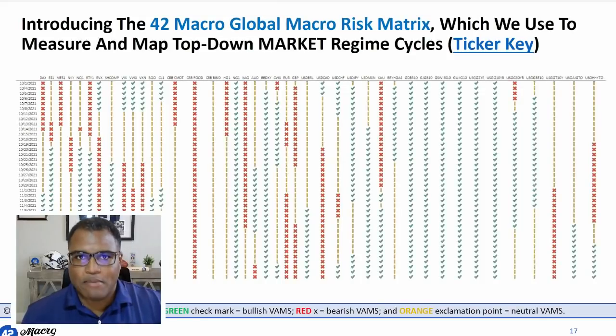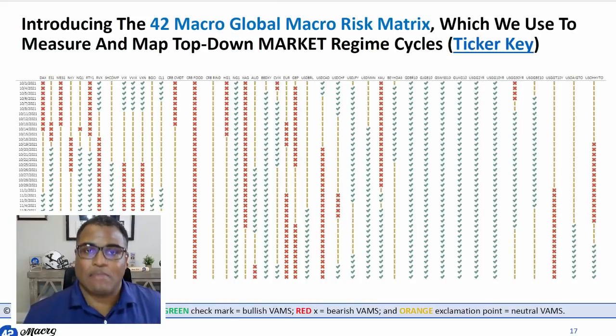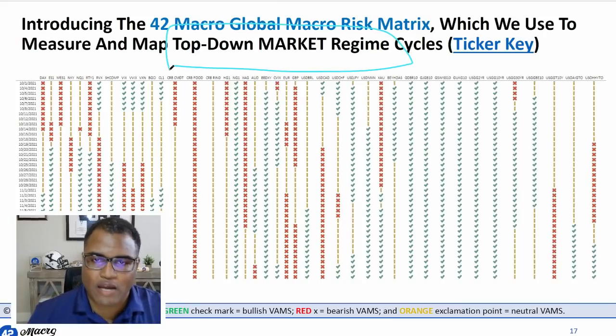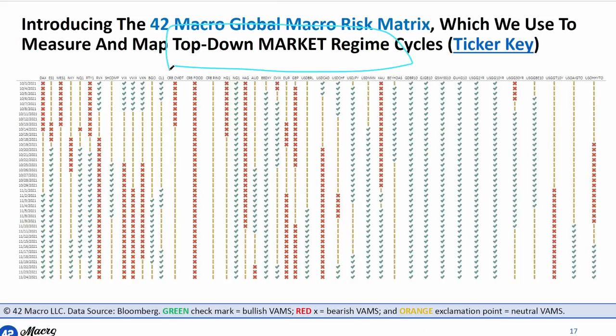So skipping ahead, I mentioned earlier, we have two separate processes. One, our bottom-up macro regime process. That's what's the economy doing. How can we project the economy? What are policymakers likely to do in response to those changing dynamics in the economy? And then we have our top-down market regime cycle. So top-down market regime versus bottom-up macro regime. Two separate independent processes, and our risk management views live at the intersection of those separate independent processes.